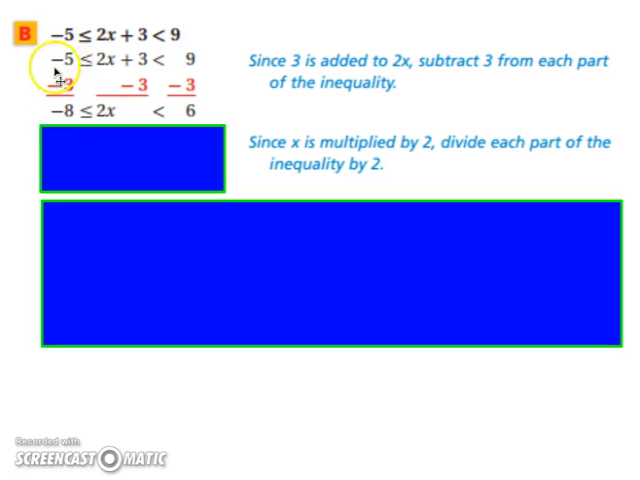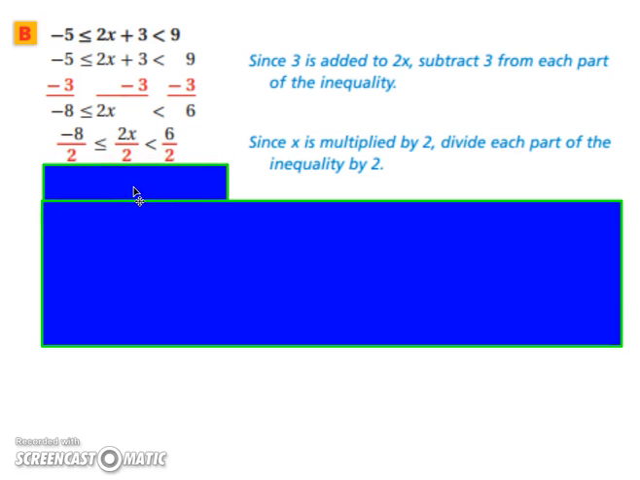So we have negative 5 minus 3 is negative 8, which is less than or equal to what's left, 2x, is less than 9 minus 3 is 6. And then do the same thing again. So you have this 2x, you want to get x by itself, so you're going to divide all 3 sides by 2. And when you divide all 3 sides by 2, you end up with negative 4 is less than or equal to x is less than 3.